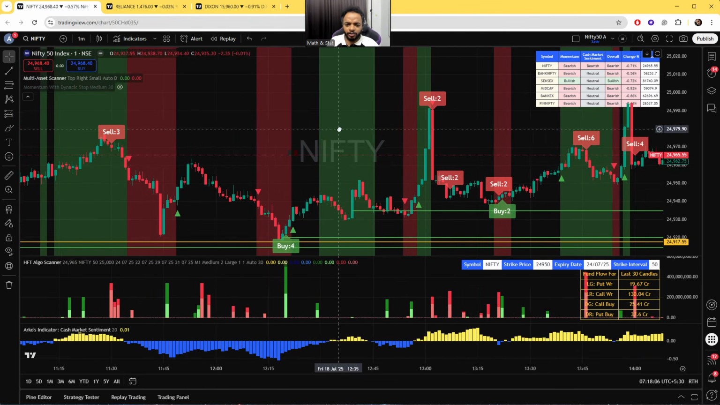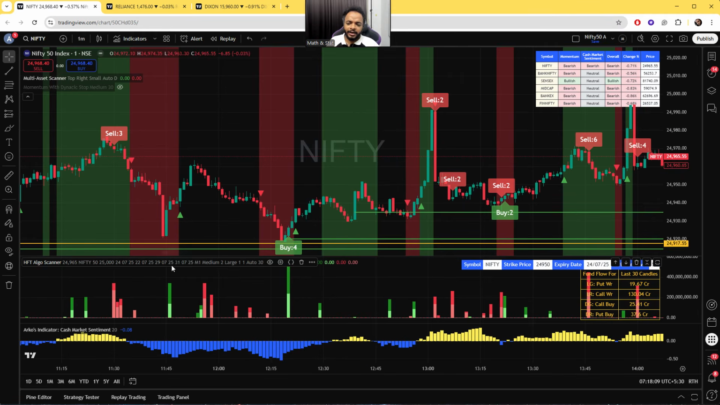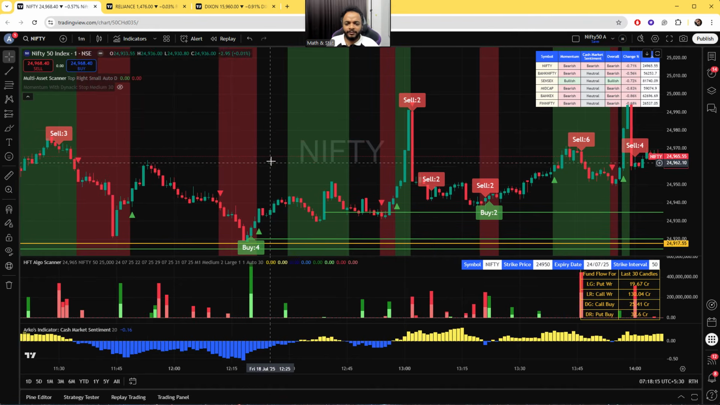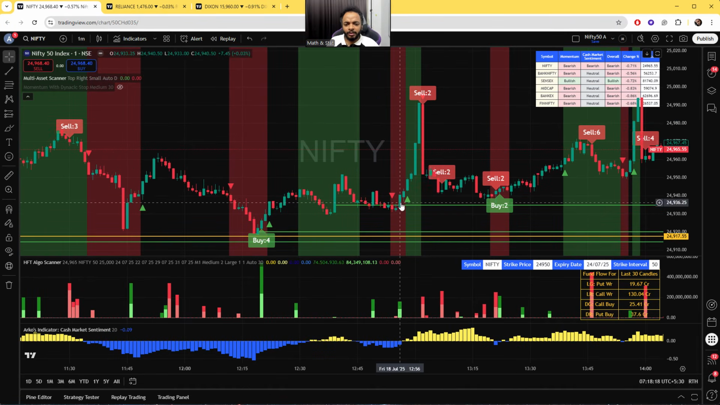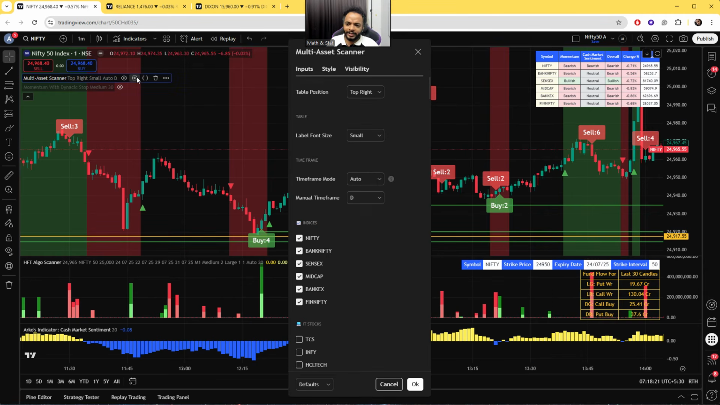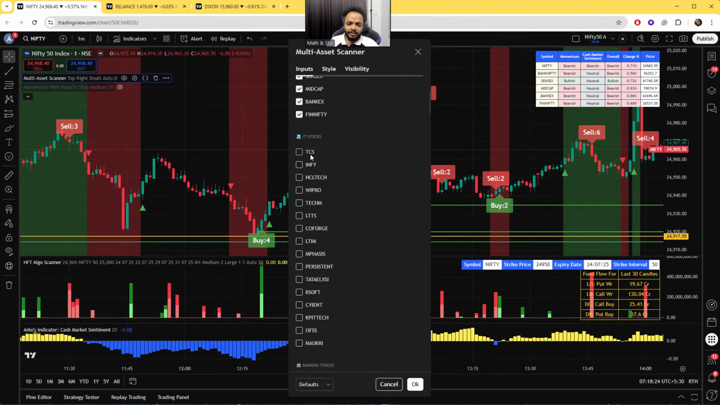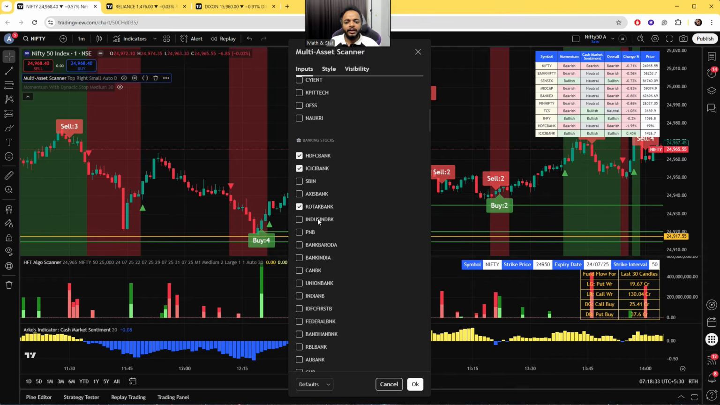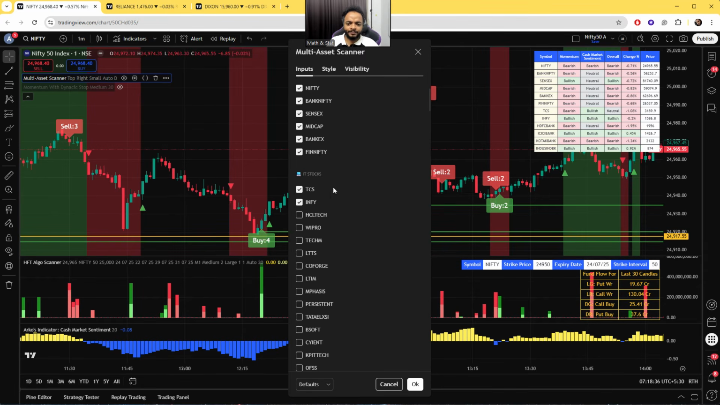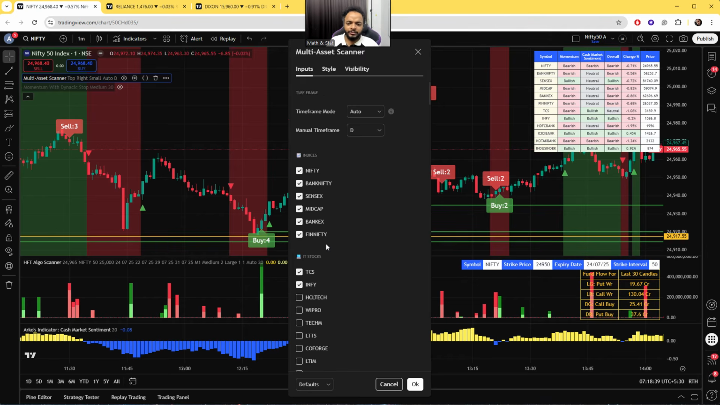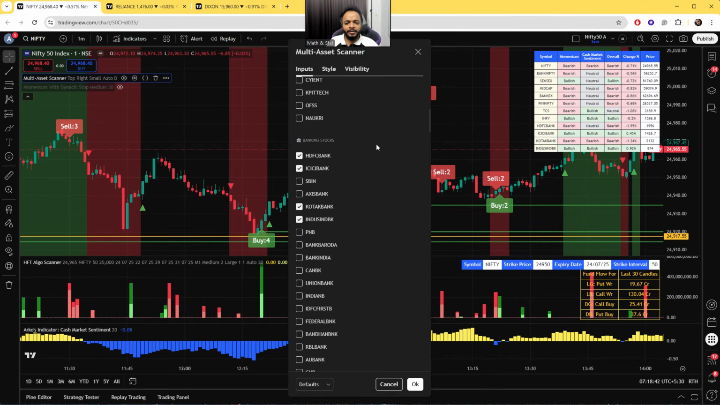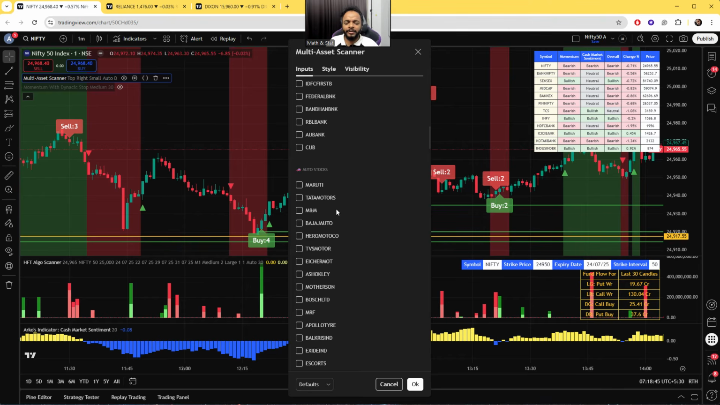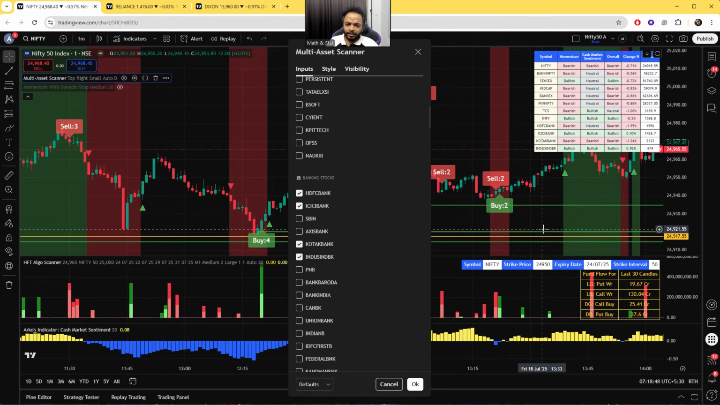And so that's all about the HFT indicator. Now let's talk about the multi-asset scanner. The multi-asset scanner, first of all, gives you the momentum. Here you can go to the settings and add at max 40 stocks in one table. You can keep on adding whatever you want. The stocks are categorized into groups, like IT stocks, banking stocks. So they have been grouped according to their sectors, and you can add 40 stocks.